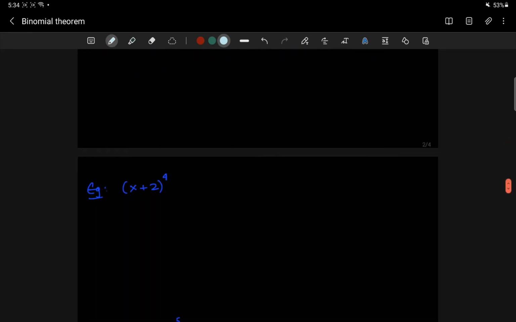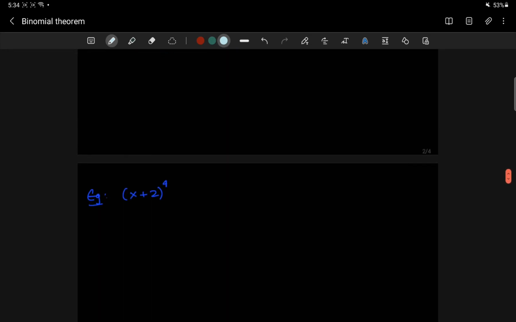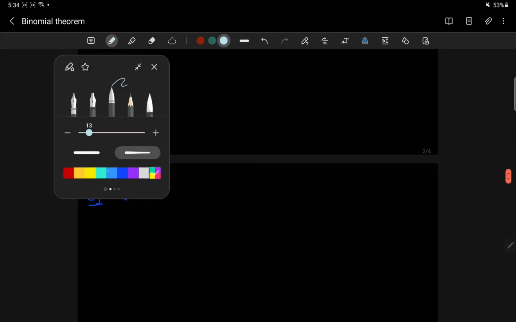Now let's see this in action. Evaluate x plus 2 to the power 4. How we're going to set this up is we're going to write the first term to the power 4, and then some ways away we're going to write the second term to the power 4.